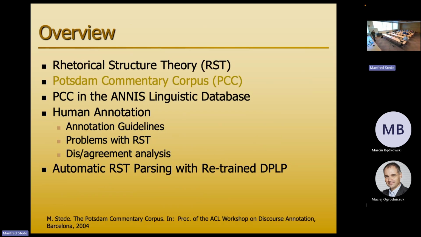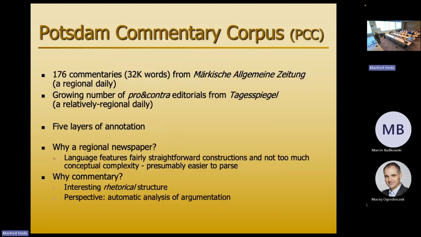Which brings me to the next step, which is the Potsdam Commentary Corpus, something that we started building in 2003, actually, and from the beginning, it was meant as a multi-layer corpus. So we started out with not just eRST, but adding additional layers that I will mention later. For that reason, it's not very big. We did manual annotation at the time, multiple layers, so we couldn't do 1,000 texts. We started with 176 from a regional daily, and we keep adding more texts from this Berlin-based newspaper.